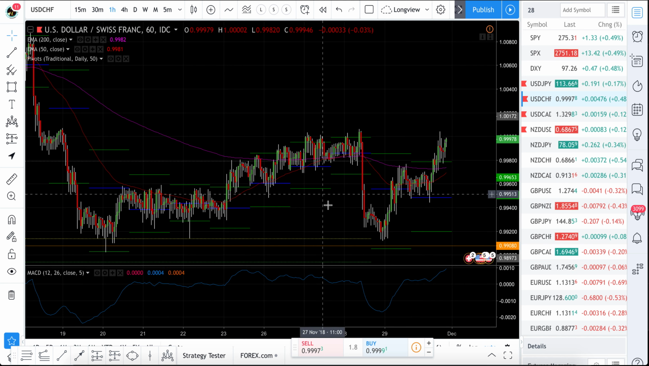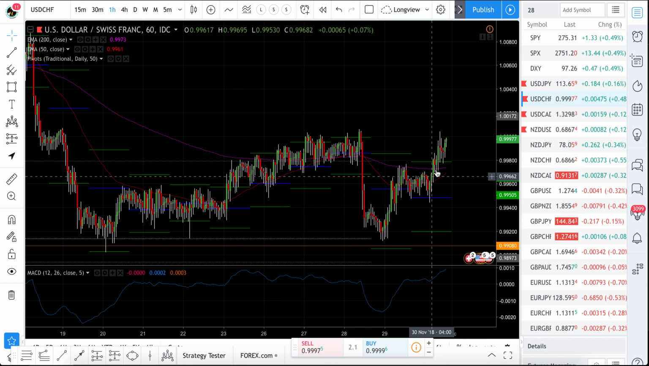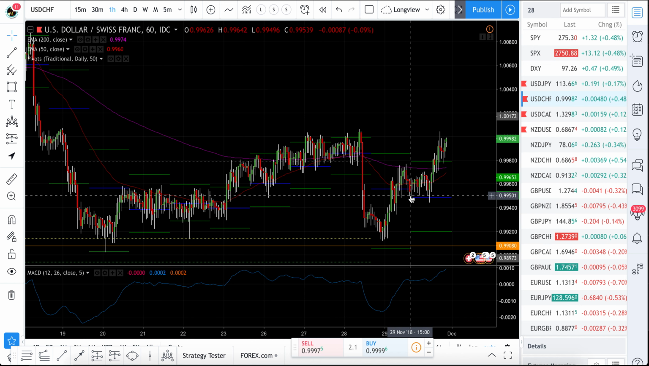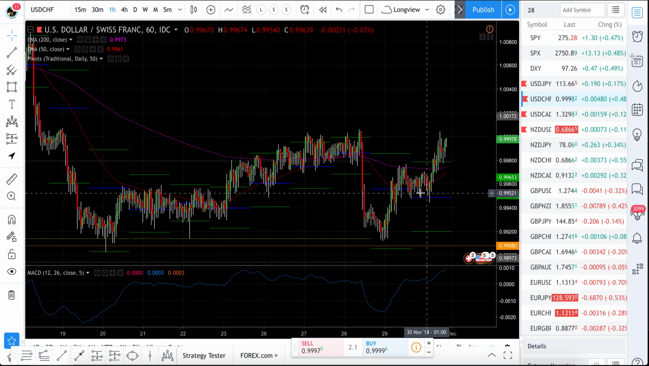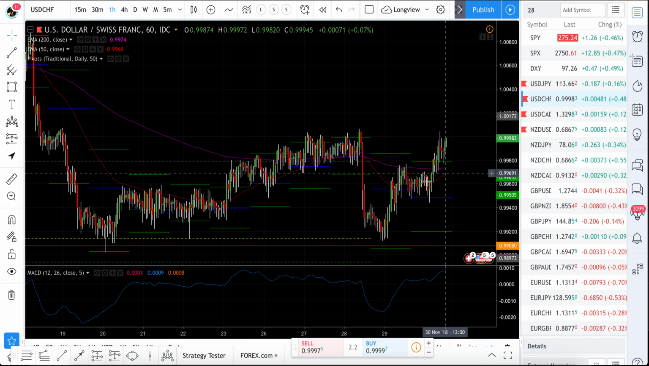Nothing really clean, no real clean setup for an entry here. We saw a little sideways action here, maybe could have bounced here, but even if I put a place order here, that red line is above where I want it to be. This pink line is above where I want it to be.